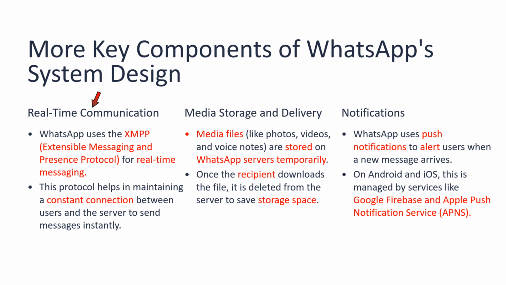Next one is real-time communication. WhatsApp uses XMPP, which is nothing but Extensible Messaging and Presence Protocol, for real-time messaging. This protocol helps in maintaining a constant connection between users and the server to send messages instantly.